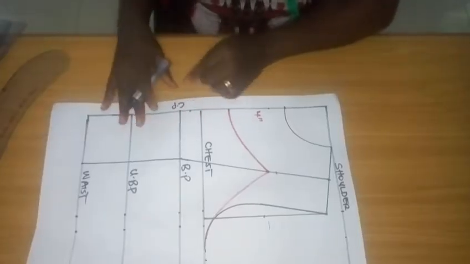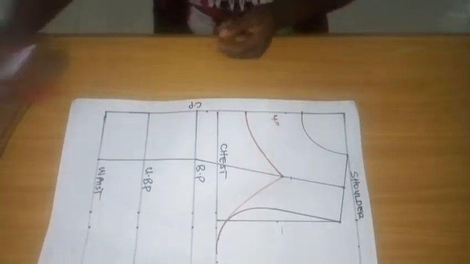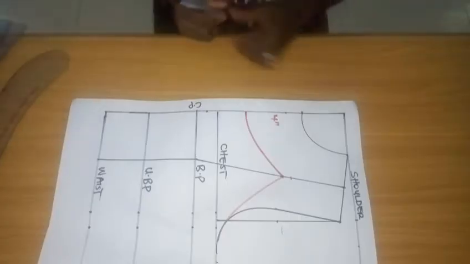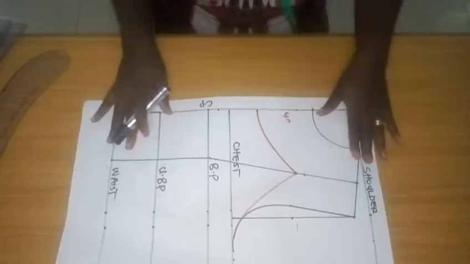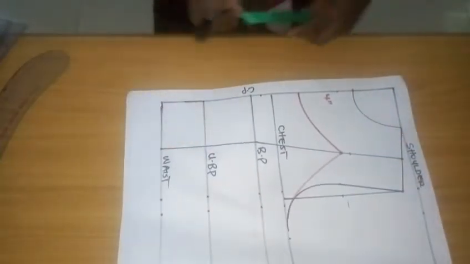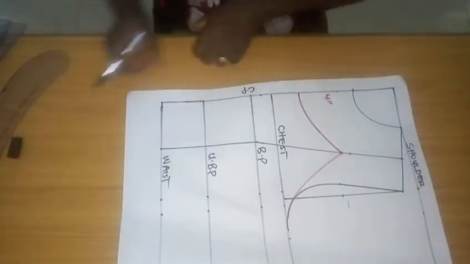So the next thing we want to do is to contour the bust. Okay, the bust needs to be contoured at this point right now. So to contour the bust line, this is what we are going to do. We'll first of all contour our under bust point. So on the under bust point, to tighten the under bust, this is what you are going to do.